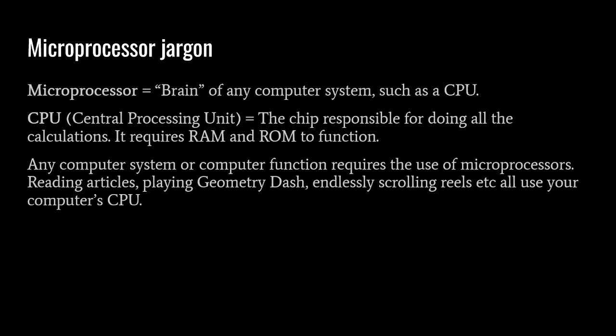So it's the thing that does all of the calculations and math within your computer itself for all of the different functions to run in a second. The CPU is the central processing unit and it's just the chip responsible for doing all the calculations. It requires RAM and ROM to function, which is random access memory, and I'm not exactly sure what ROM stands for, but it's not that big of a deal. And yes, any computer system or cognitive function requires the use of microprocessors, like reading articles, playing games, scrolling reels, whatever.